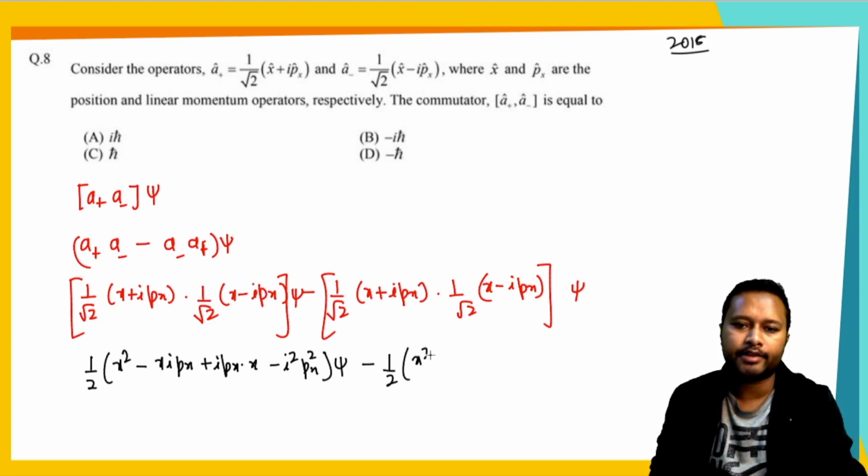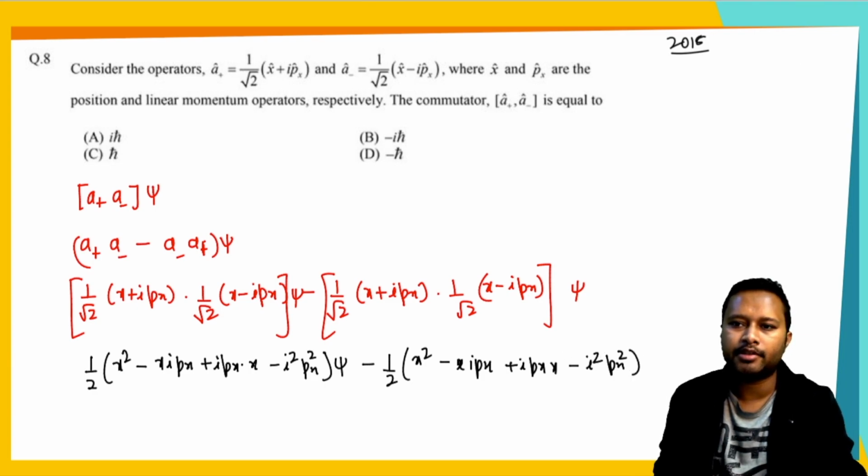Okay, so I shall basically write it like this. This will become x square, and this will be minus x ipx, and this will become plus ipxx and minus i square px square. All right, this is what I am going to get over here.